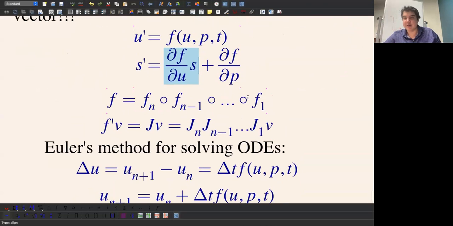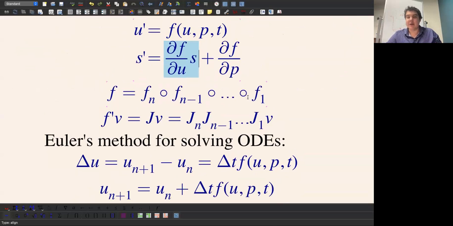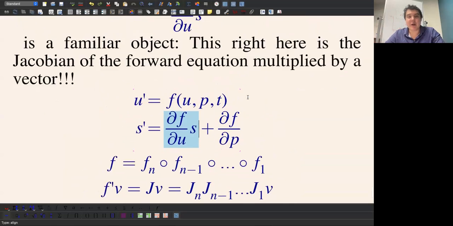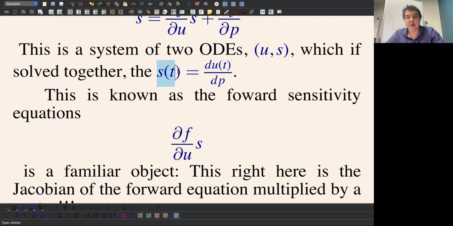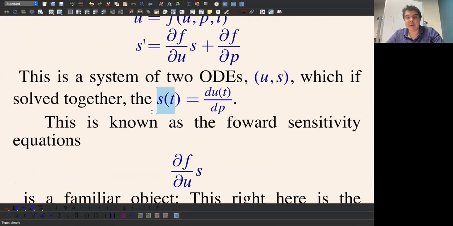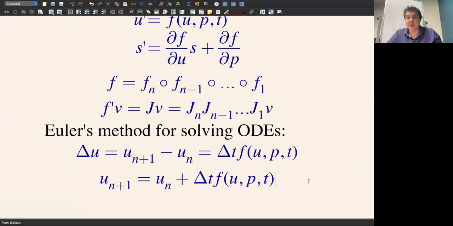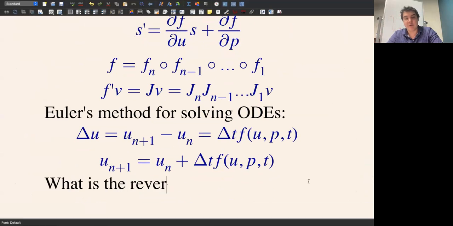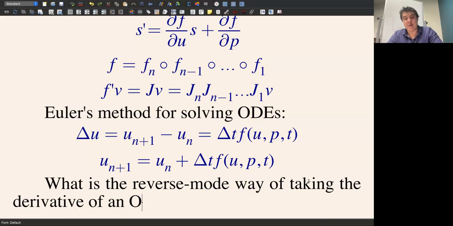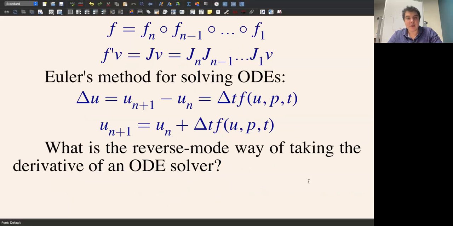So this is then clearly the continuous version of forward mode automatic differentiation. If we want to compute the derivative of a continuous function, we can do that by solving an ODE of a continuous function where that ODE is given by Jacobian vector multiplies. And so what is the reverse mode way of taking the derivative of an ODE solver?